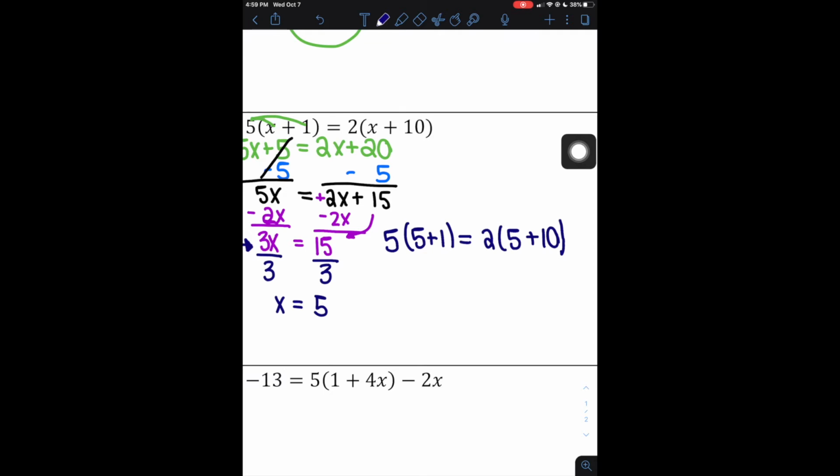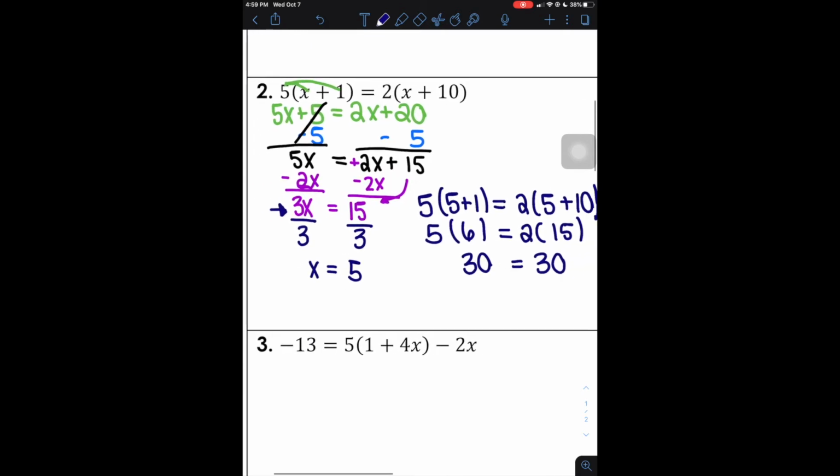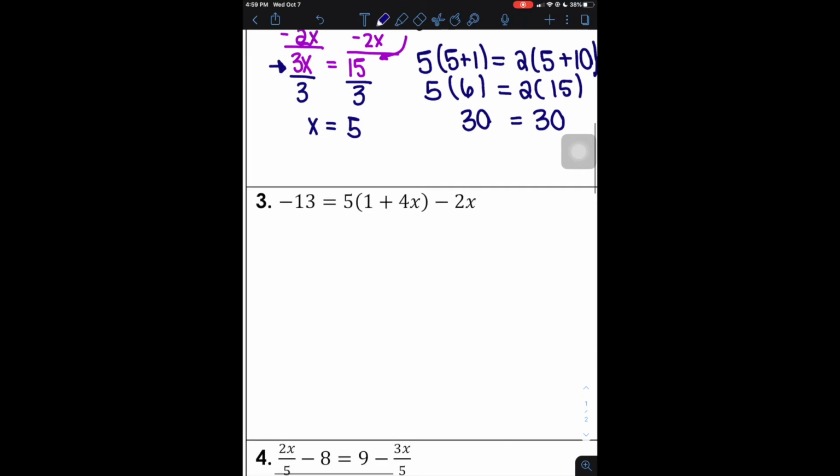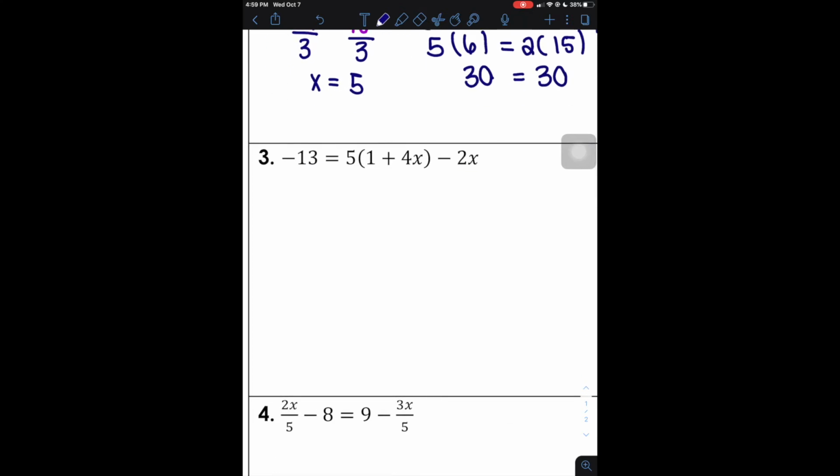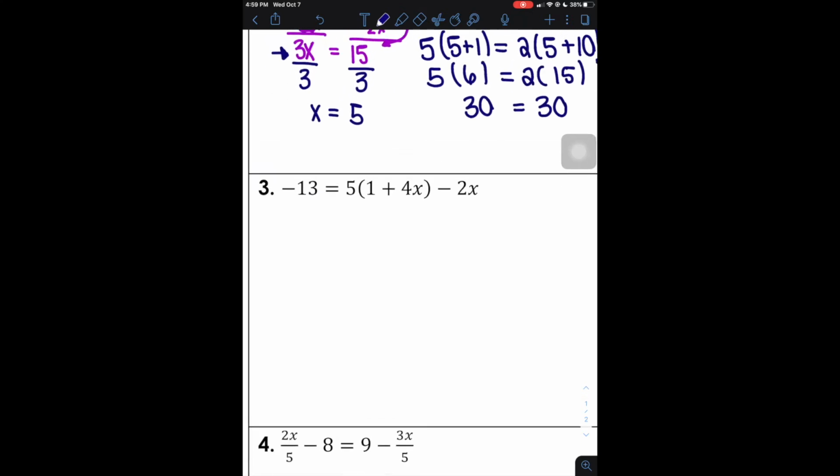So now I have 6 inside these parentheses, 5. Then I have 2 and a 15 inside these parentheses. 2 times 15 is 30, and 5 times 6 is 30. So my answer does check out, and 5 is the correct answer for number 2. We have 2 more left. Number 3.